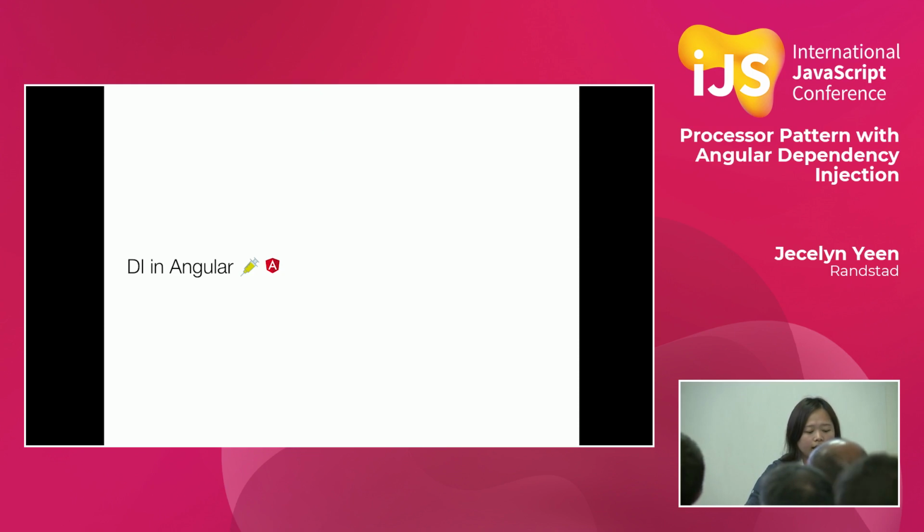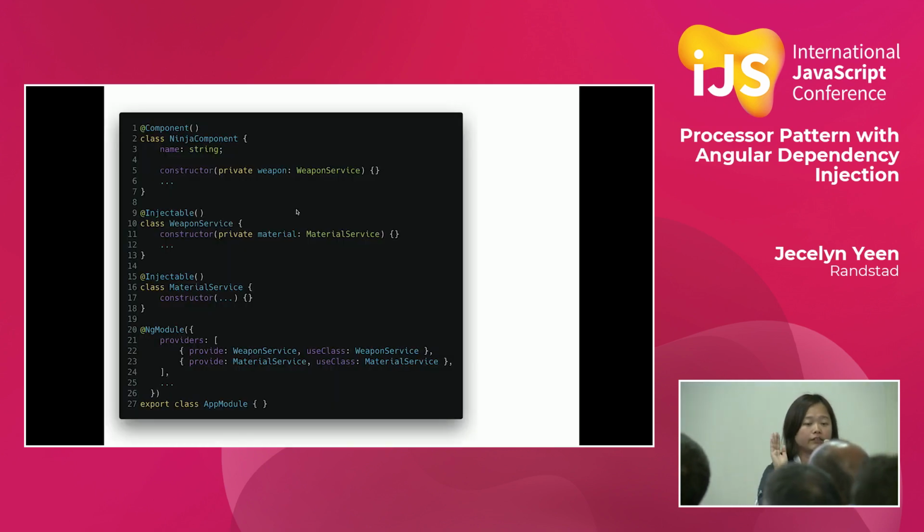Okay. So DI in Angular. If we convert the ninja to Angular, probably we'll have something similar to this. We'll have a Ninja component because this is what we want to show on the page. Then we'll have Weapon and Material as services. So we mark those as injectable. Then in our module, we will link that up. We will provide the implementations. So for the weapon service, we'll use the class called WeaponService. For the material service, we'll use the class MaterialService.